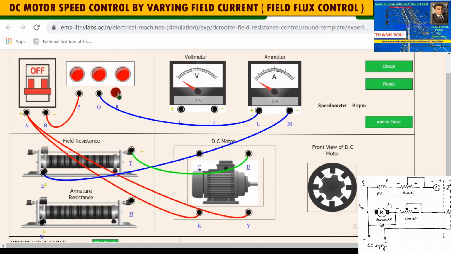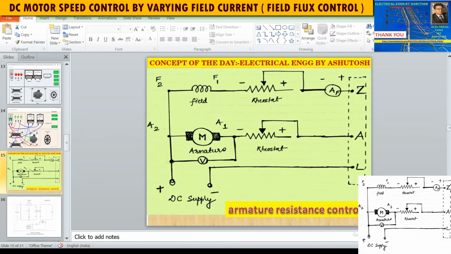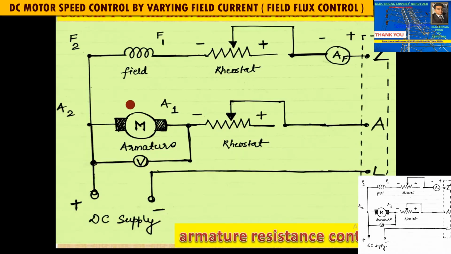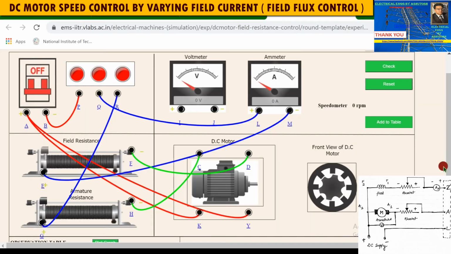The armature is connected to the first armature rheostat's positive. This is the armature rheostat, and then the armature rheostat's negative is connected to armature 1. This is A1. You can go by this diagram. F2 and A2 are directly connected. This is F1, A1. You can refer to this. I will fix this picture on the screen. Then you can see what is happening.